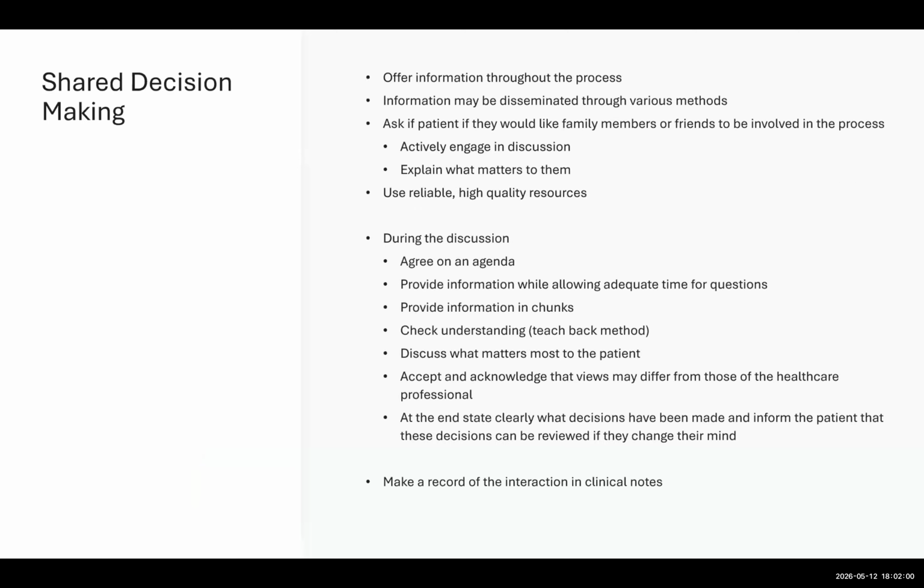sharing information. You want to offer information to the patient and relatives and whoever else might be there throughout the entire process. You could share this information through multiple modes. You could do it in a face-to-face manner. You could do it via telephone or video conference. You could use books, pamphlets, anything to educate the patient to get the information out there. As I said before, you could ask them if they want a relative or friend to be with them, engage actively in discussion, and you really want to make sure to explain what matters to the patient.